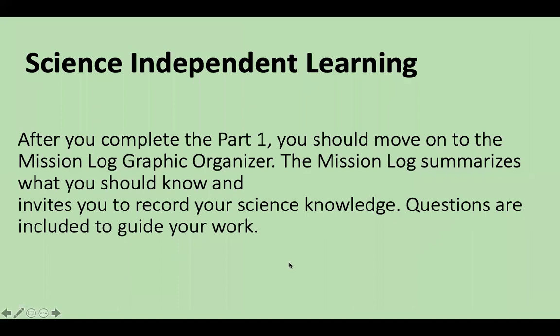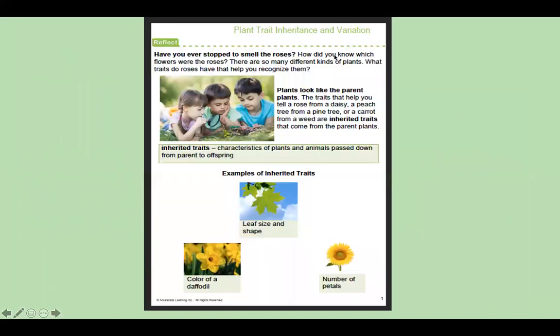And now today we are going to do some independent learning. So this is the new part, friends. After you complete the part 1, you should move on to the mission log graphic organizer. So after we finish today's reading, tomorrow we're going to do the graphic organizer. So the mission log summarizes what you should know and invites you to record your science knowledge. Questions are included in your guide to guide your work. All right, so this is the new part.